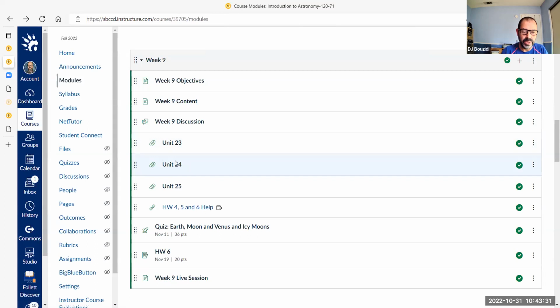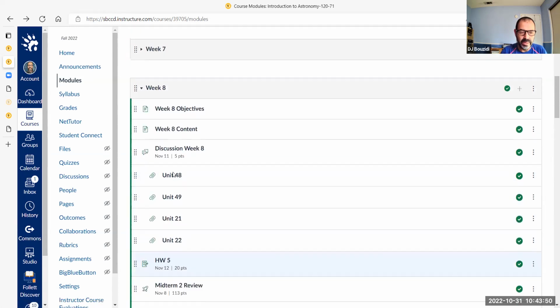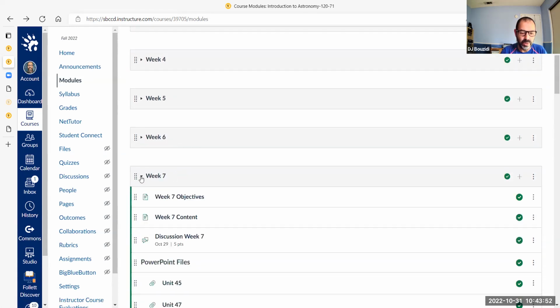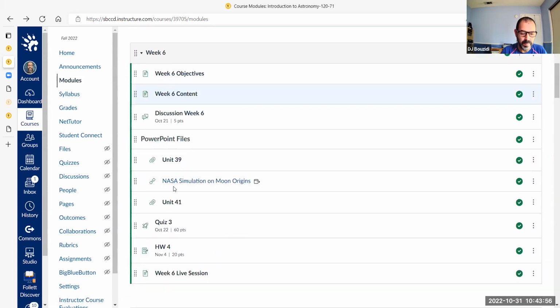But units 23 and 24, as I was saying, are part of this exam, part of midterm number 2. Unit 25 is not. It's part of the next midterm. There is a link in here that I'm hoping you guys will take advantage of, because you have homework 6 in here, but you also have homework 5, and homework 4, which is from previous weeks actually.